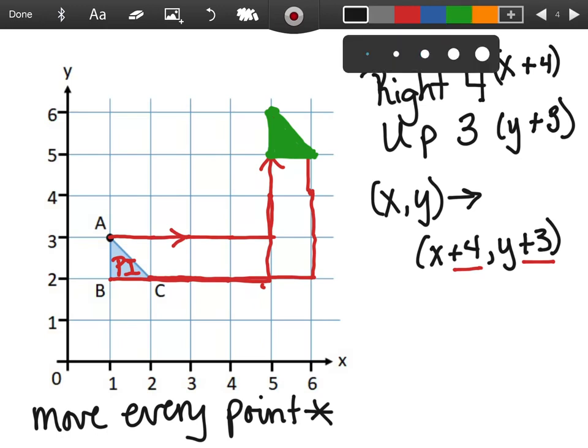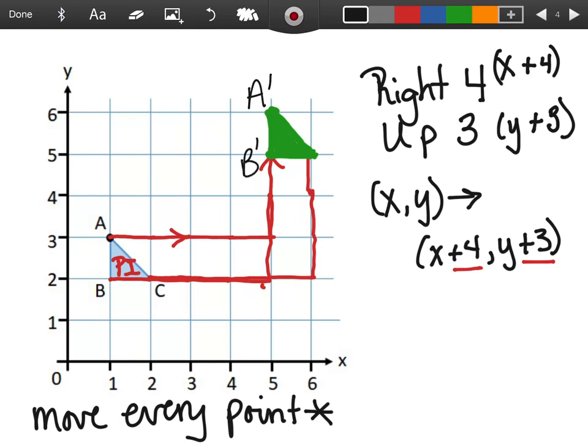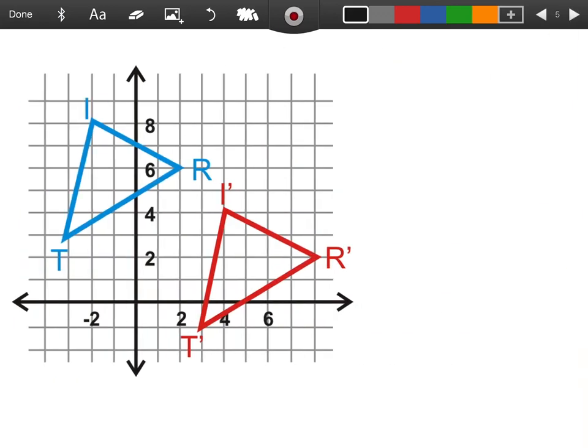Okay, if I were to label that, this would be A prime, B prime, C prime. You'll notice my picture is facing the exact same direction, so my orientation has not changed and my size is not changed. So I am preserving orientation and I am preserving congruency. All right, let's look at another one.